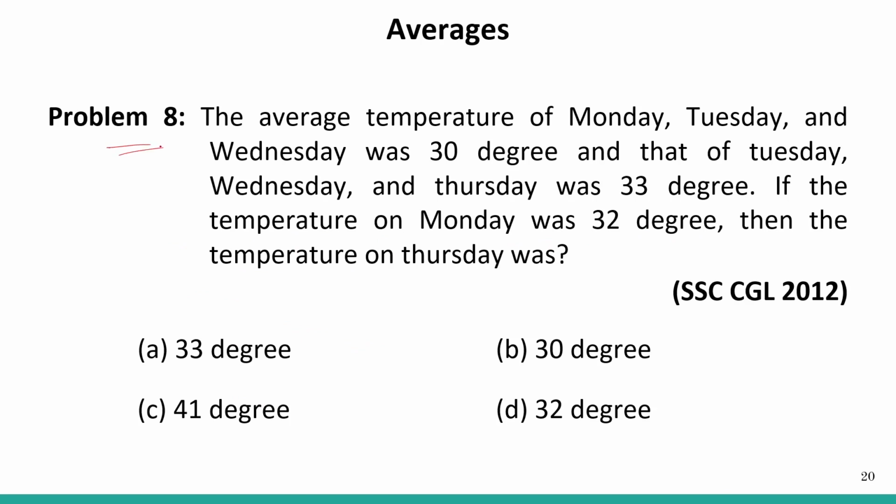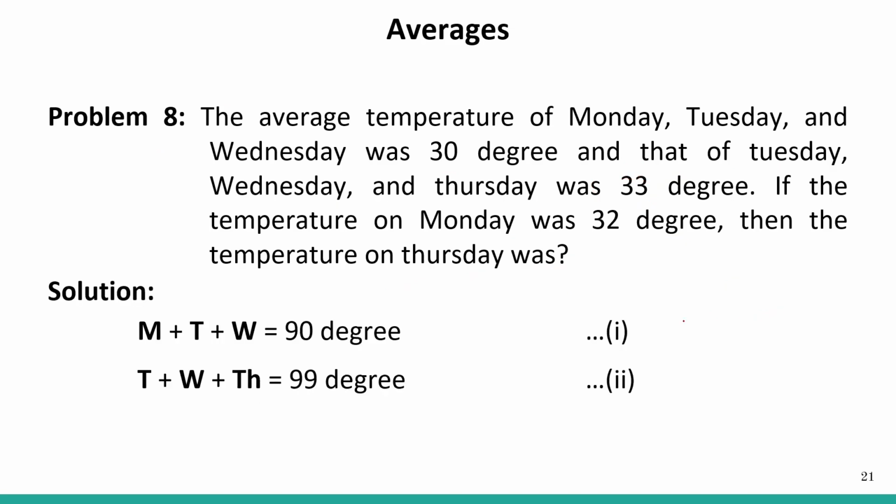So let's see problem number 8. The average temperature of Monday, Tuesday and Wednesday was 30 degrees and that of Tuesday, Wednesday and Thursday was 33 degrees, right? So if the temperature on Monday was 32 degrees, then the temperature on Thursday was what? 30 degrees, 32, 41 or 33 degrees. So this question has appeared in SSC CGL 2012 paper.